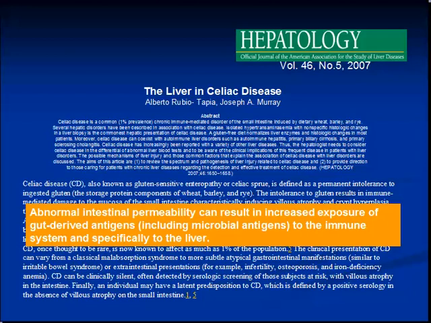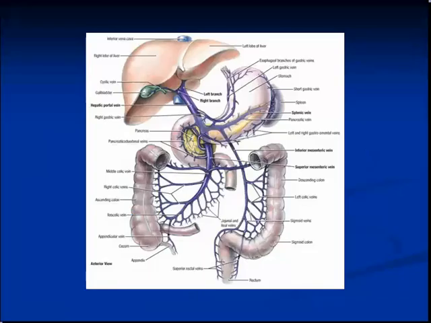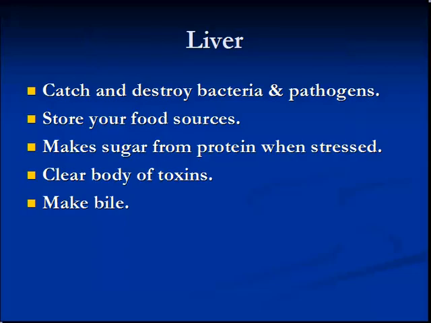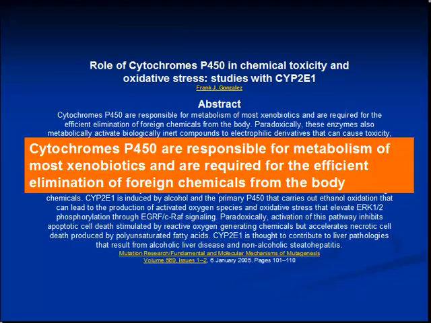That begins to overwhelm the liver. The reason it does this is all the blood supply that returns from your entire gut goes directly into your liver. Your liver has a few jobs to do. It's supposed to catch and destroy bacteria and pathogens that come out of your gut, store your food sources, make sugar from protein when you're stressed, clear your body of toxins, and make bile. Well, it does that by a cytochrome P450 system. That's how it detoxifies all the toxins that come into your body.